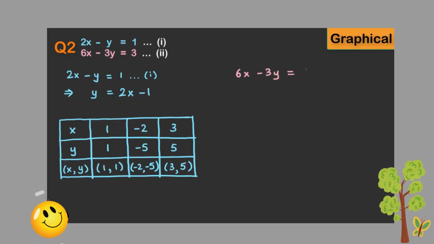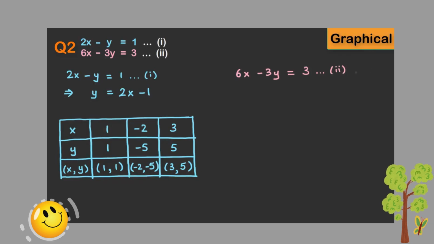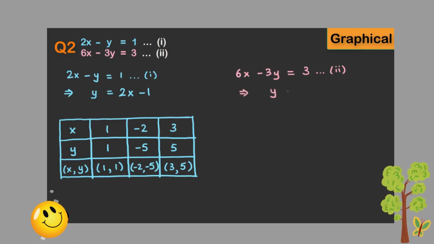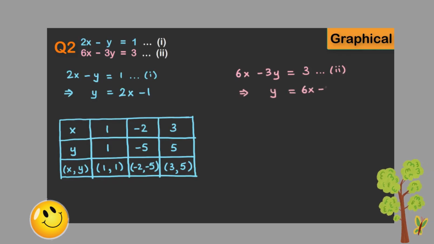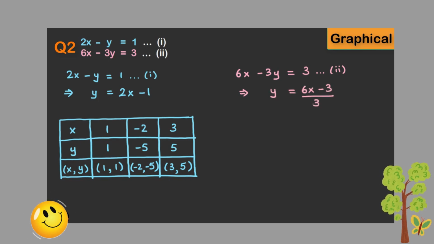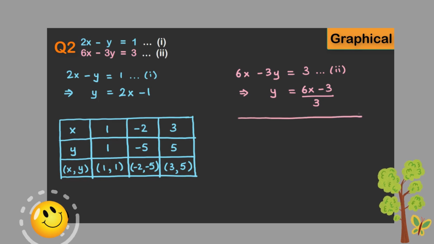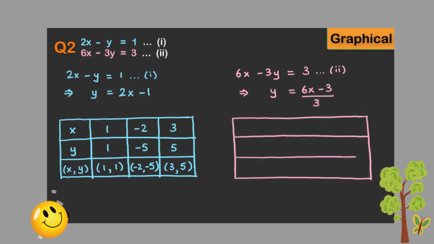Now let's take a look at our second equation. Let's rewrite it as y equal to (6x minus 3) by 3 so that we can calculate the values of y for different values of x. Again, let's make our table for the 3 points.